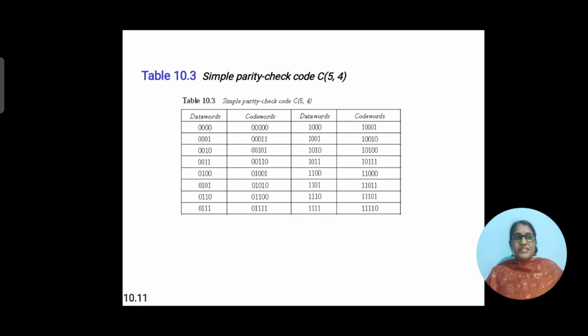In this slide we have a simple parity check code in which we have 4 columns, that is data words, code words, again data words and code words. For the data word 0000, the code word is 00000. For 0001, the code word is 00011. For 0010 we have 00101.